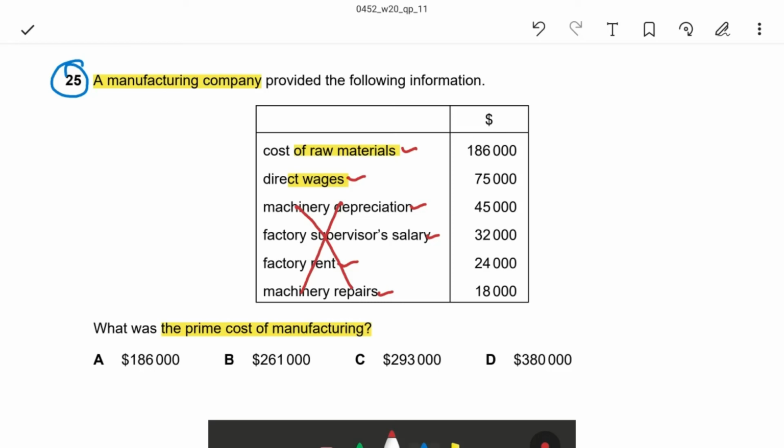So 186,000 plus 75,000. What is the correct answer? The correct answer is 261,000. So option B is the correct answer.